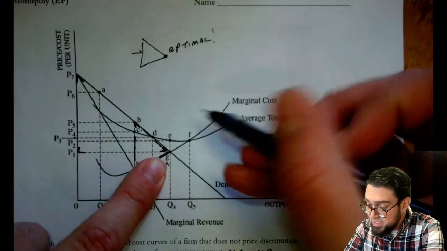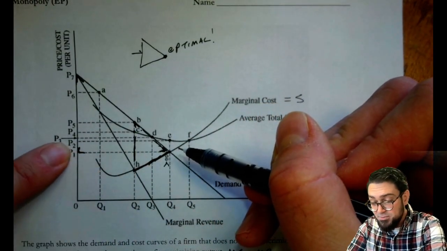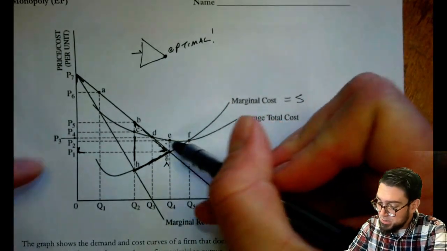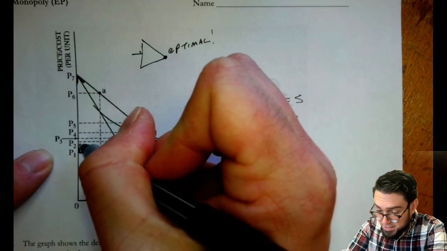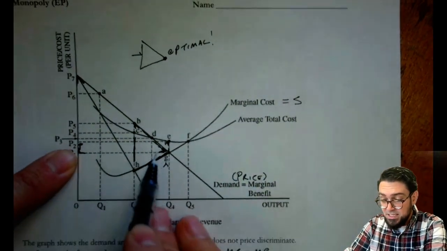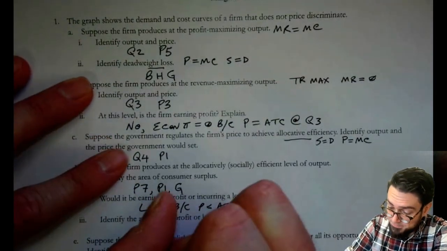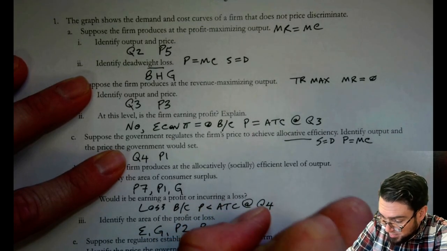Identify the area of that profit or loss. Well, they're losing money from G up to E, and then it's going to go all the way over. It's a rectangle to P2, P1. It's a little bit tough to visualize, but it's a loss rectangle that's right here, down and over, and then it's going to come up just to that P2. So it's this long, skinny rectangle right there. So that's E, G, P2, P1.